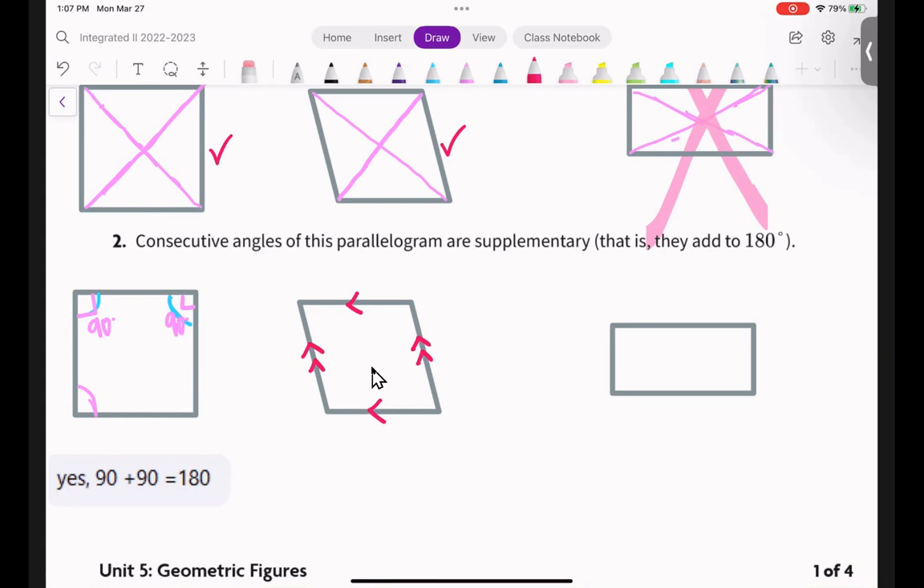Right? And what did we learn about this angle here? And if I extend it this way, right? What did I learn about these two angles? I'll call it angle 1 and angle 2. What did we learn about angle 1 and angle 2? Anybody remember what those are called?